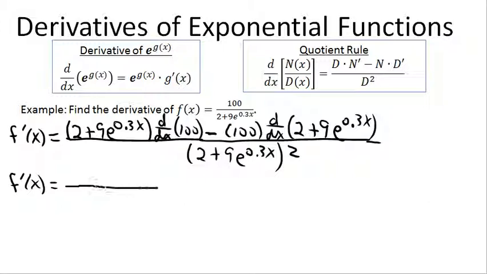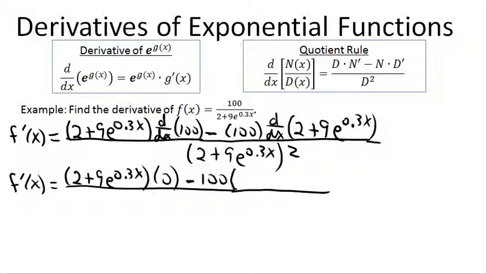Continuing, we have 2 plus 9 e to the 0.3x. Now the derivative of 100 is 0. The derivative of any constant is 0. Minus 100 times the derivative of this sum. So I've got to take the derivative of the 2, and then I have to take the derivative of the exponential. Well, again, the derivative of a constant is 0, so the derivative of 2 is 0, plus 9 e to the 0.3x. We've done one like this earlier.